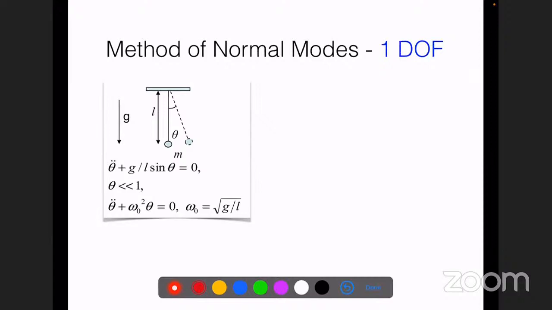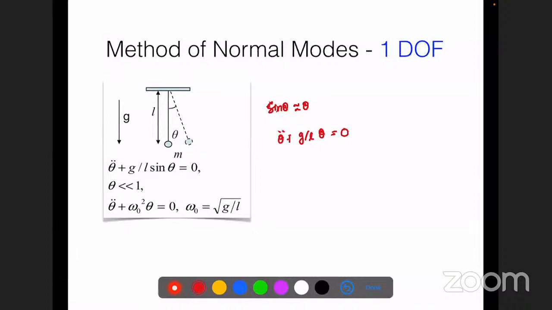And for this point mass, you can write down what would be the moment of inertia. And when you do that, you get an equation of motion, which tells that theta double dot plus g by l sine theta is equal to zero. Now if you write it in the small angle approximation, so if you say that theta is significantly small, then sine theta can be approximated as theta. So if I do that, then I get theta double dot plus g by l theta is equal to zero.